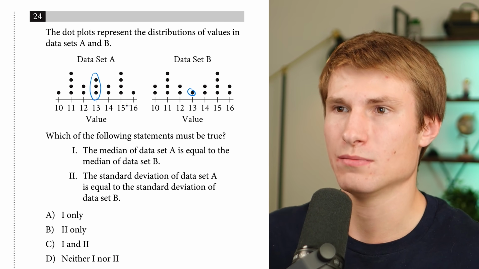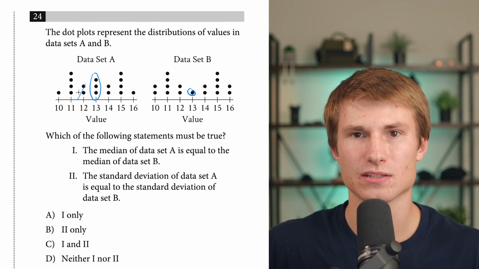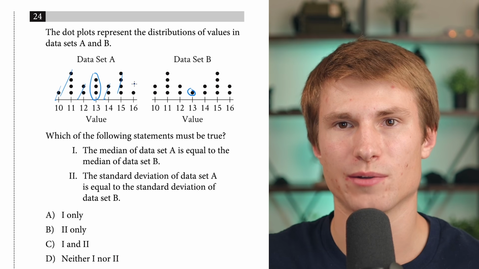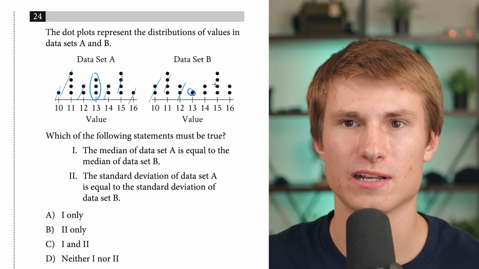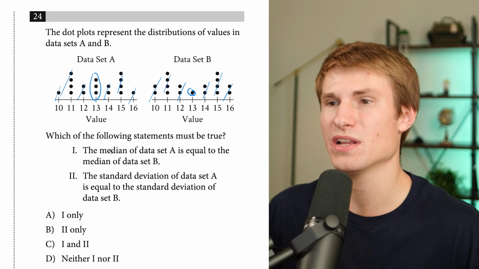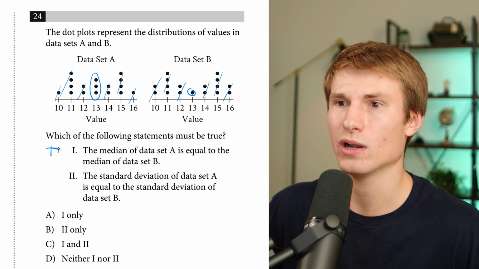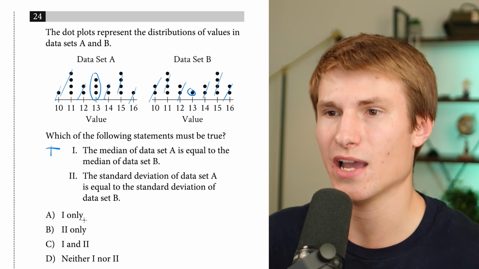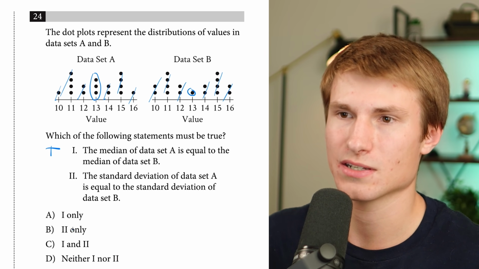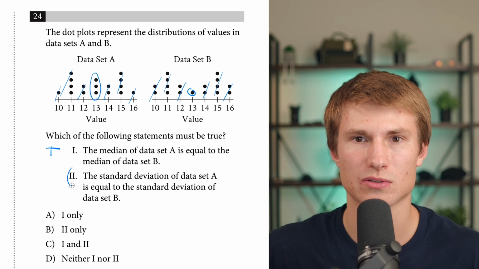Now, as far as the medians, since everything else is the same, we would cross out these and we would end up getting a median of 13. And then over here in dataset B, we'd also get a median of 13. So their medians are the same. Okay, so we know that 1 is true. Let's see if we can answer it just based on that. We know that 1 must be true. Doesn't look like that will get us there on its own. So let's look at number 2.